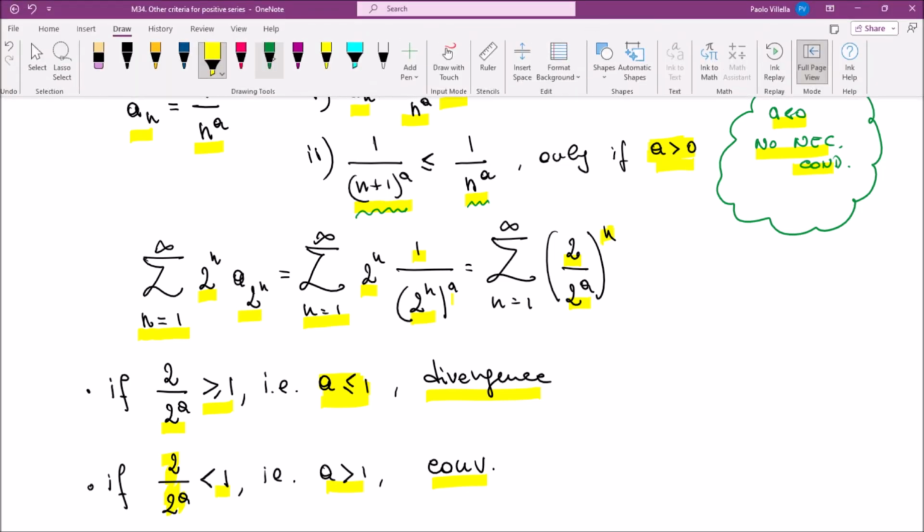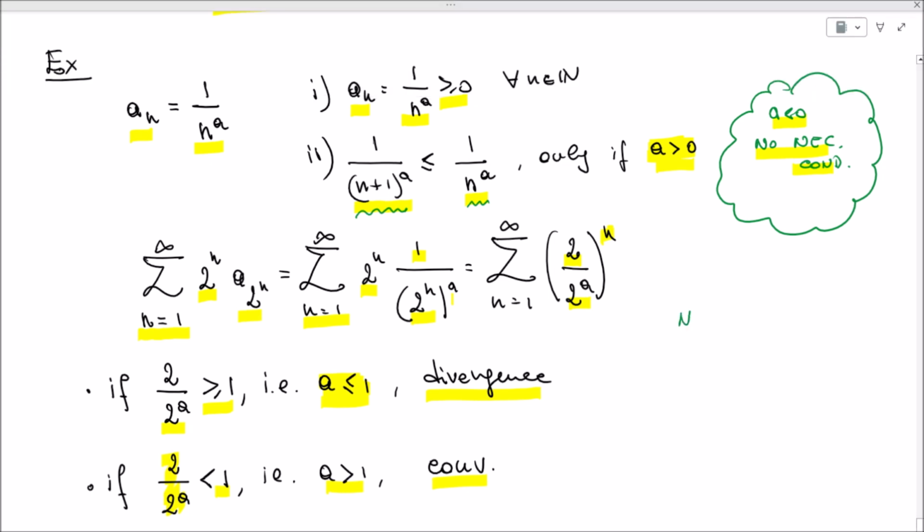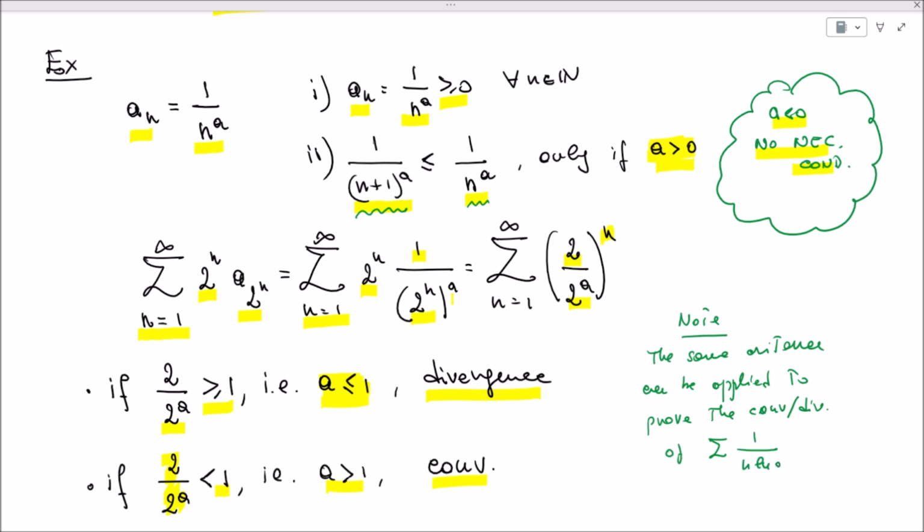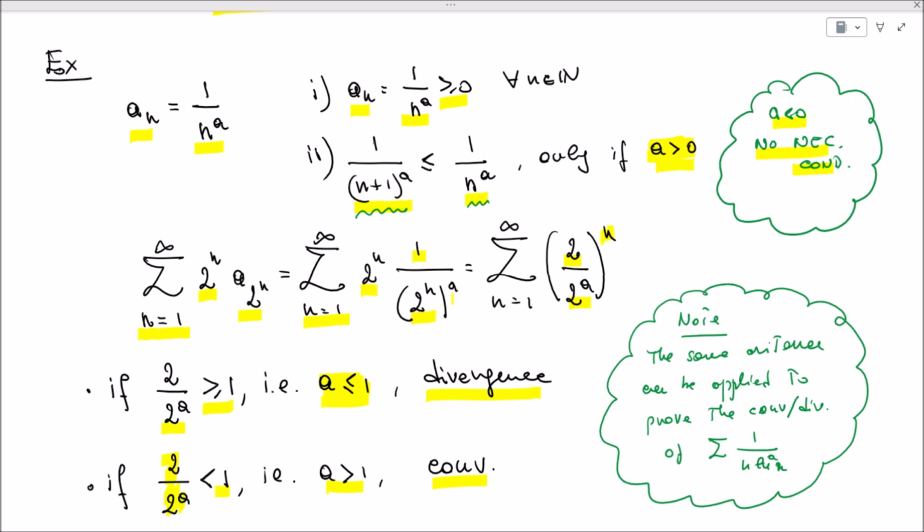Notice that the same criterion can be applied to prove the convergence or divergence of the sum of 1 over n times logarithm of n raised to the a, right? So we can apply the Cauchy's condensation to prove the same result for that series.